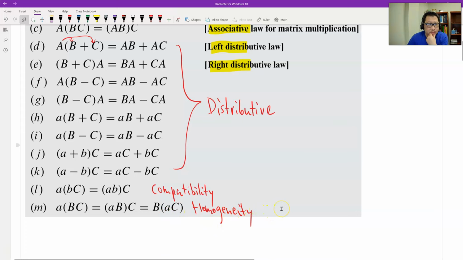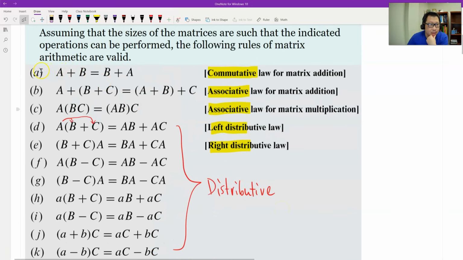So how to prove? I will show a basic way how to prove. Later I will prove A. If A is true, B is similar; I'll leave it for you. C is a little complicated, matrix multiplication, so I will prove C. D, the distributive, I prove one. And then E is similar to D. So how about the F? Okay.